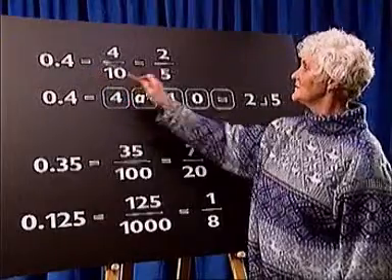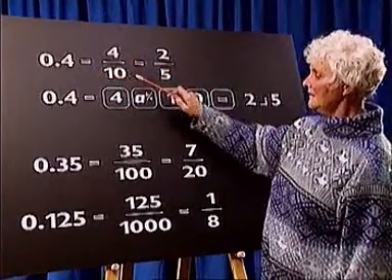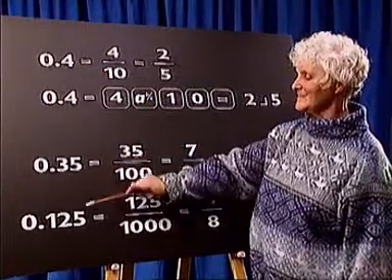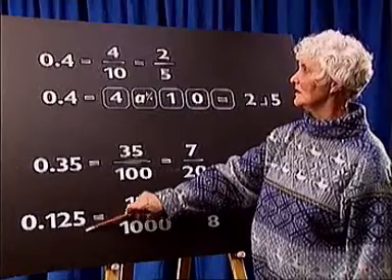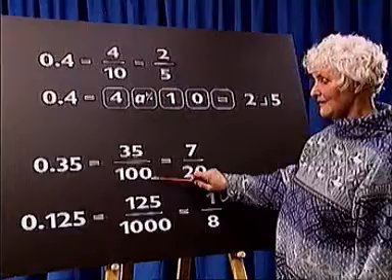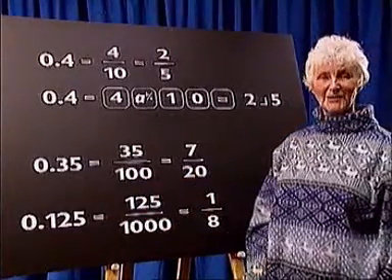In this example, we will change decimals to fractions. To change this decimal to a fraction, we divide the decimal part by 10, 100 or 1,000, depending on the number of digits after the decimal point. 1 digit means 1 zero, 2 digits means 2 zeros, and 3 digits means 3 zeros, and so on.